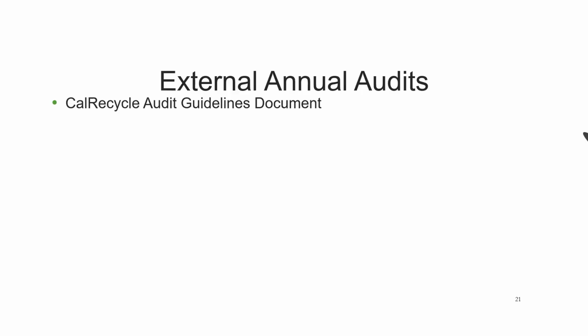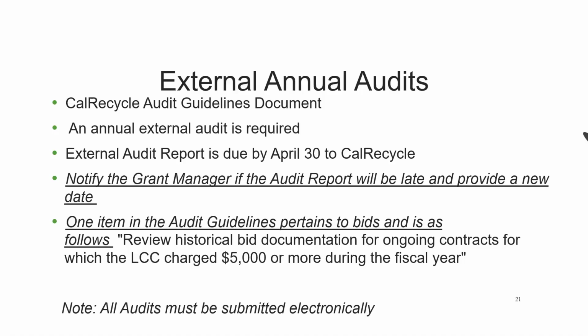Thank you. So an external audit is required and is due by April 30th of each cycle, unless you have prior approval to extend this timeline. When sending the audits to your grant manager, please include the name of the specific auditor who conducted it, not just the firm. A new auditor must be assigned every 6 years, which is tracked by CalRecycle. Next slide, please.